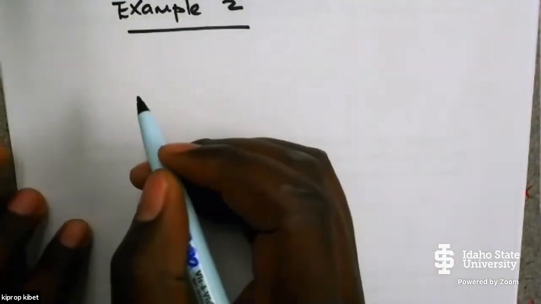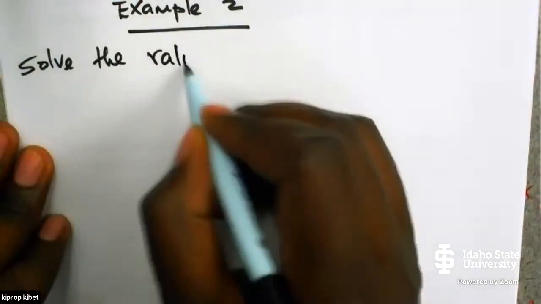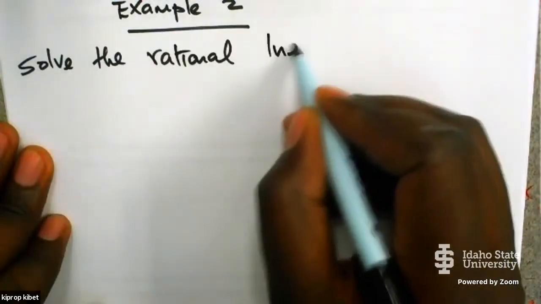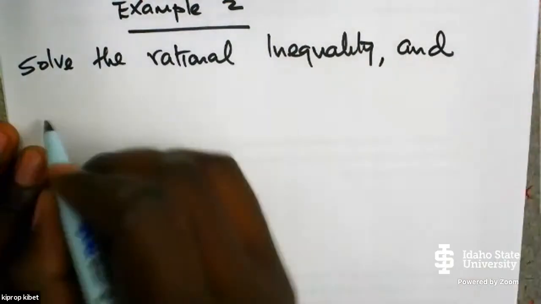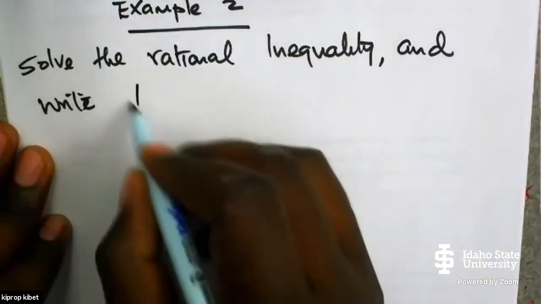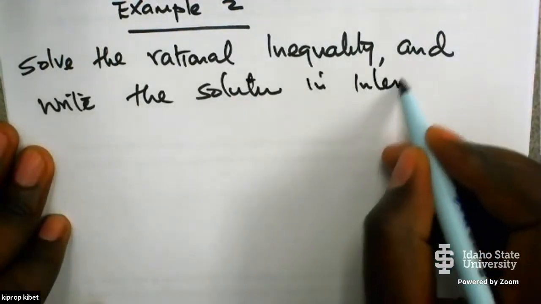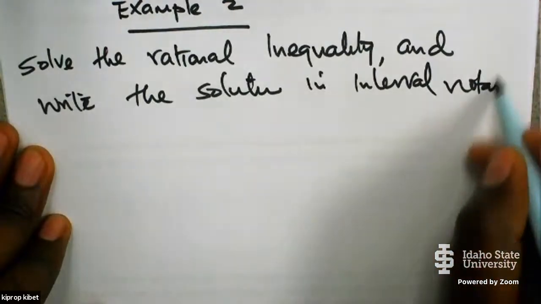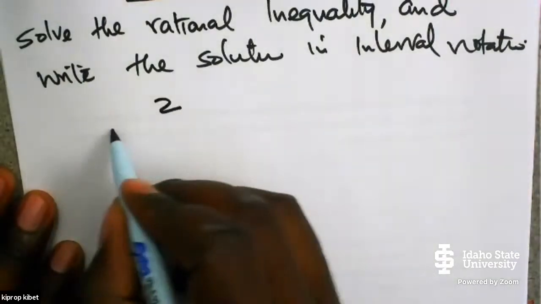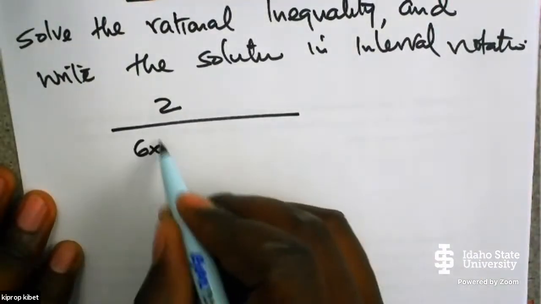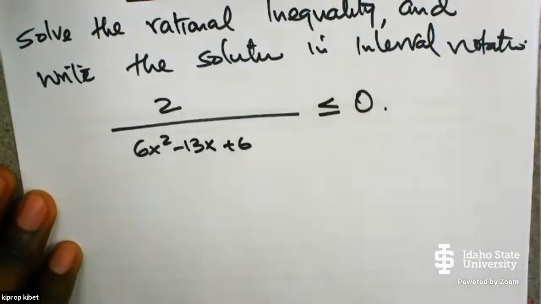So solve the rational inequality and write the solution in interval notation. We have 2 all over 6x squared minus 13x plus 6 less than or equal to 0.